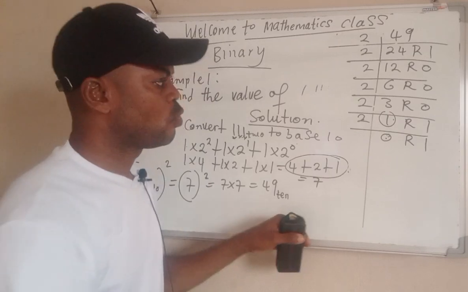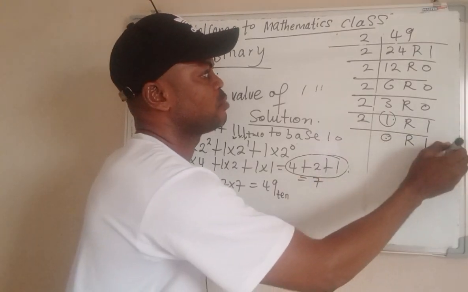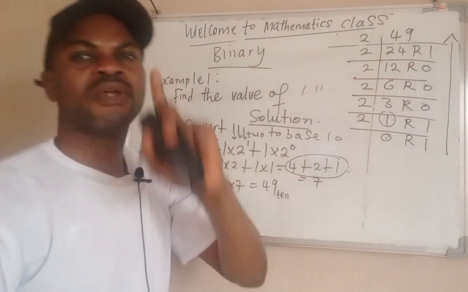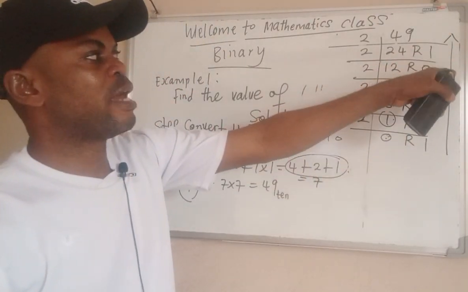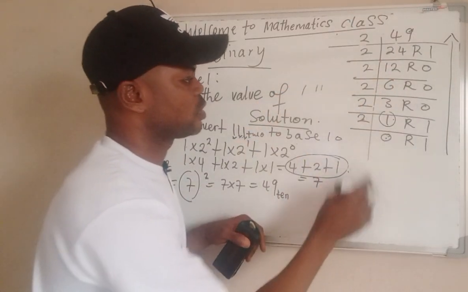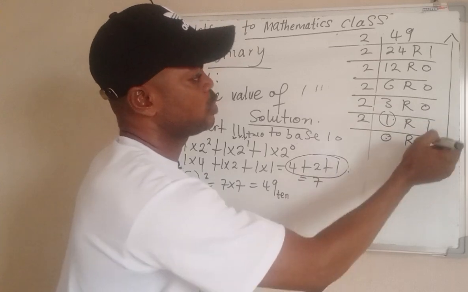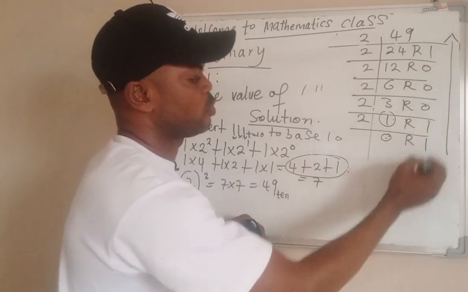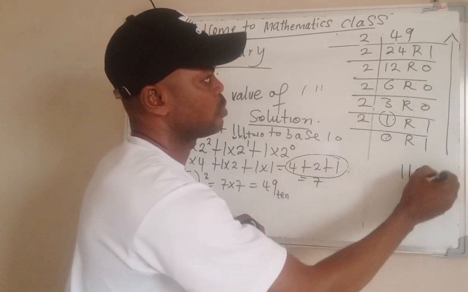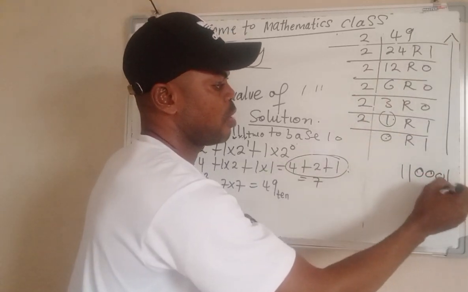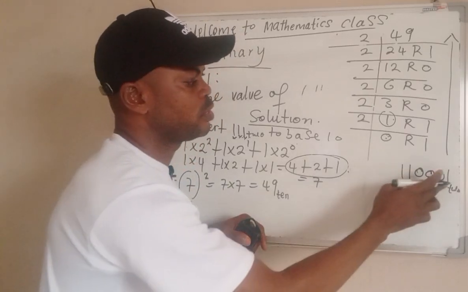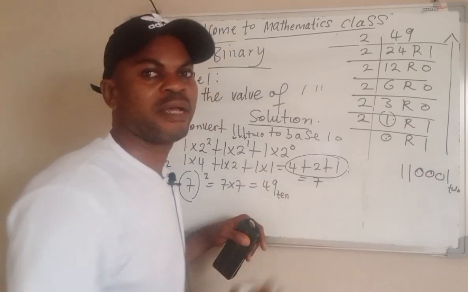As simple as ABC. So we collate our values from bottom to the top. Collate your answer from the bottom to the top. Don't make the mistake of collating your answer from the top to bottom. It should be from bottom to the top. So quickly we say, which is 1 1 0 0 0 1. This is now in base 2. I say base 2 because all the digits here are made up of only zeros and ones.